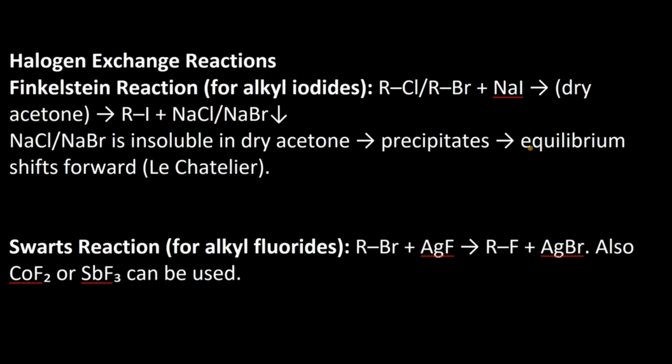Then these two named reactions. Finkelstein reaction for the preparation of iodides and Swarts reaction for the preparation of alkyl fluorides. In Finkelstein, we are using sodium iodide with dry ether to produce alkyl iodide. And in Swarts reaction, we are using metal salts like tin fluoride, antimony fluoride or silver fluoride. That kind of reagents are used. Hg2F2 can also be used to prepare the fluorides.